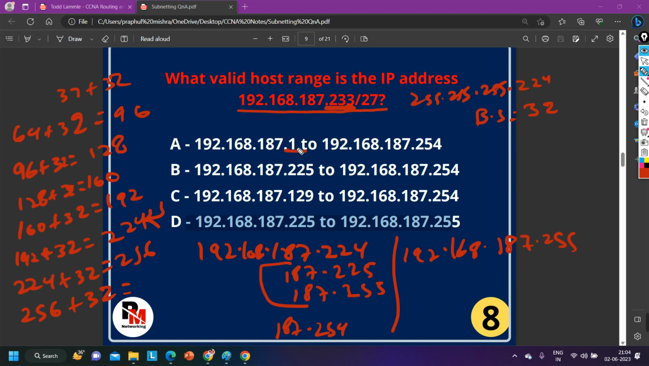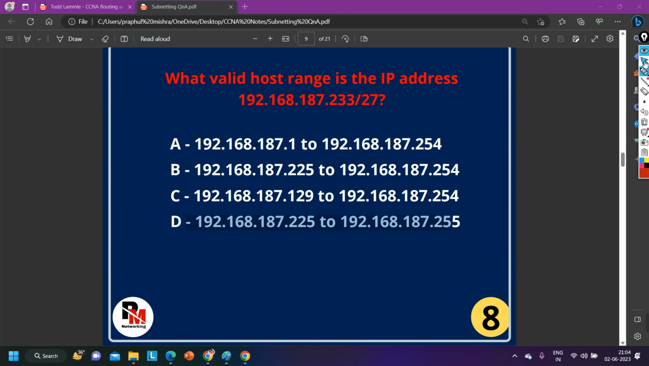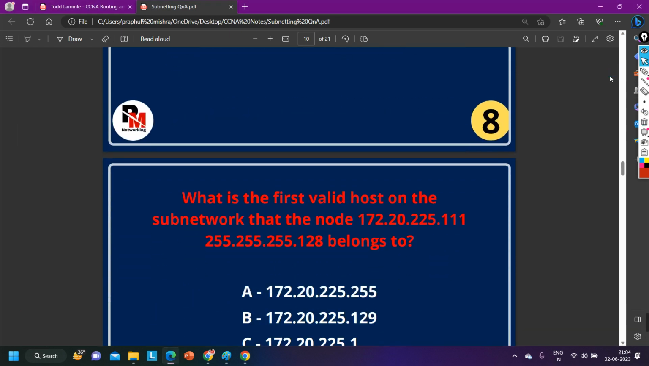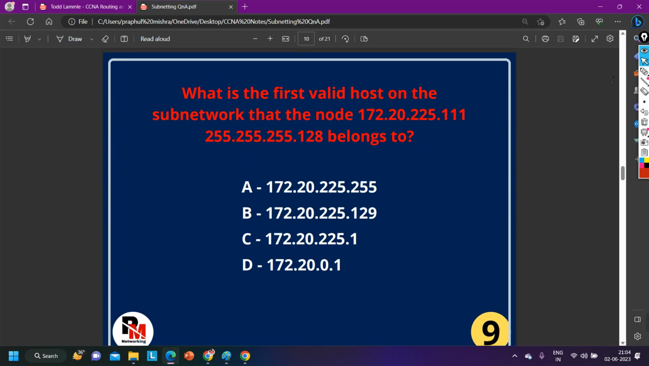See this one, starting from 1, no. Starting from 255, no. It should start from 225, this one, option B, and end at 254. So option B is the right answer. Right. Next question is this one. Like this, you can solve this question by yourself.